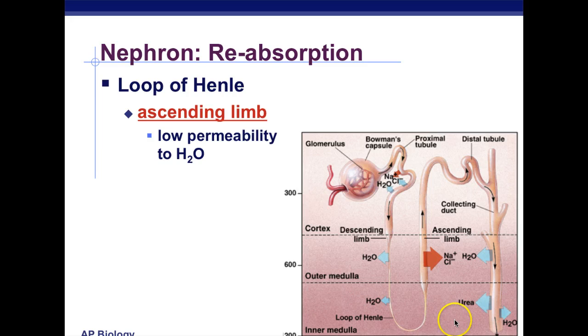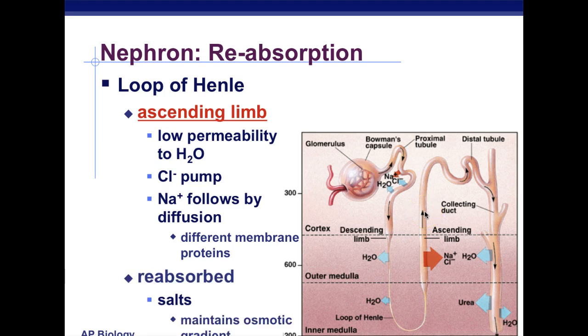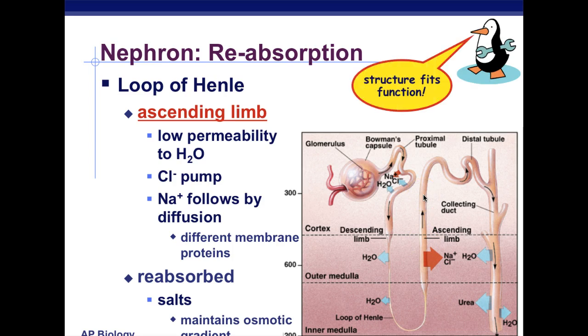The other side of the loop of Henle, known as the ascending limb, meaning the up limb, has low permeability to water, meaning water cannot transport through the membrane of the ascending limb. This membrane also contains chlorine pumps, which cause sodium to follow by diffusion. And so in this part of the limb, salts are reabsorbed back into the blood. And it's this structure that actually helps maintain osmotic gradients.